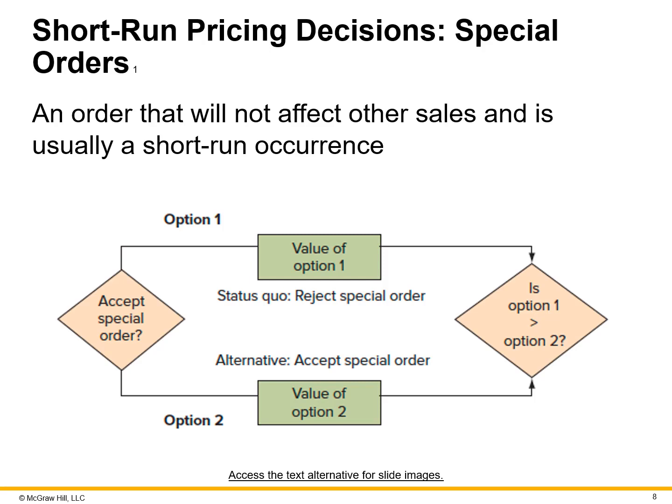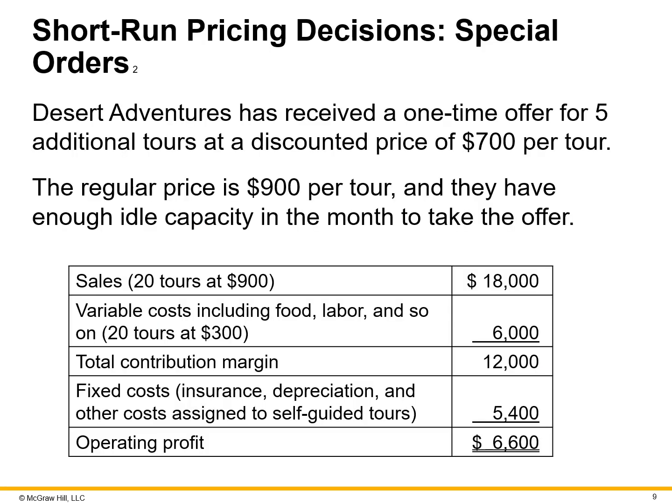Here's an example of a special order. This tour company usually sells their tours for $900 per tour. They receive a one-time offer for 5 tours for $700. And so that's something that's commonplace in the real world, where people will ask for a discount if they buy in bulk, or in this case, buy multiple tours. And so we need to determine if it would be a good idea for them to accept this offer.